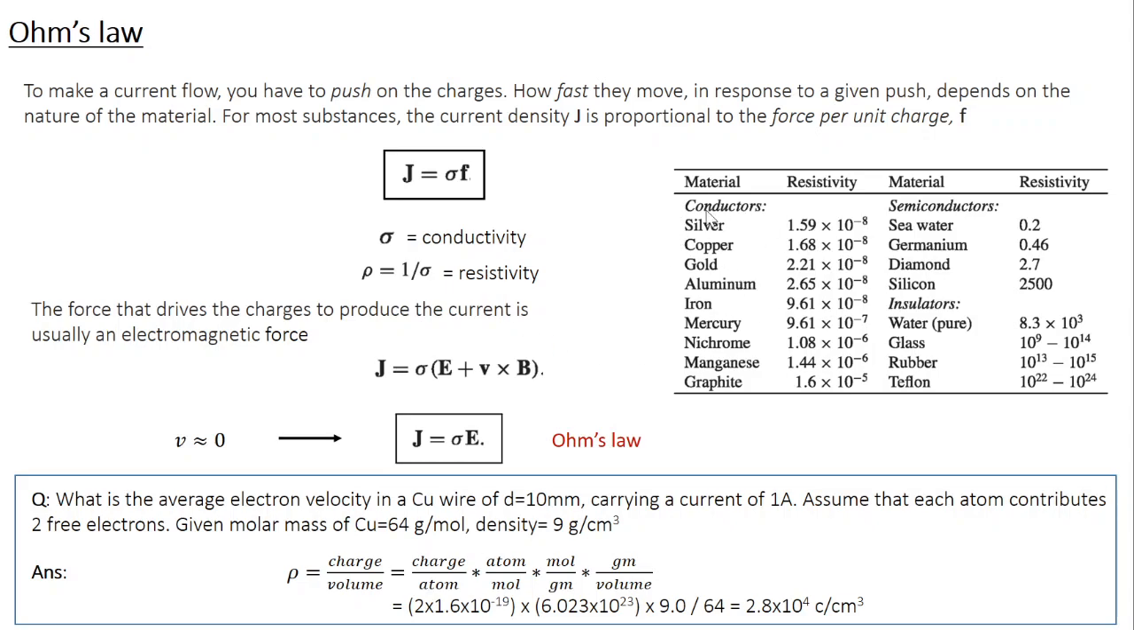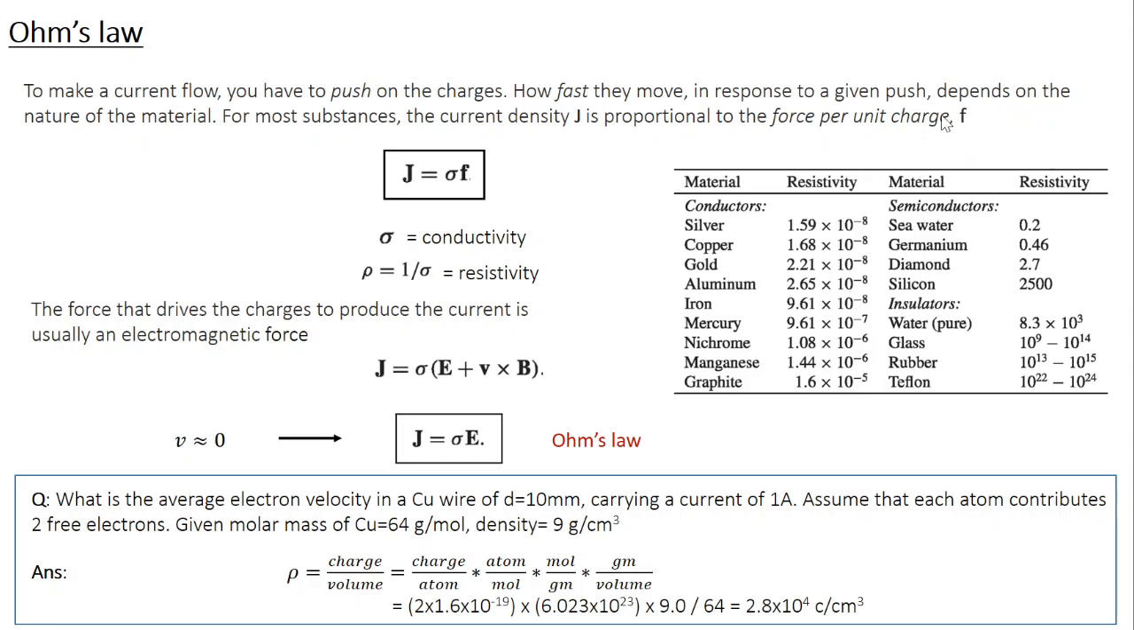Now, for conductors, the conductivity is very high or resistivity is very low. It's around 10 to the power minus 8 ohm meters. For semiconductors, you have moderate values of conductivity and resistivity, and for insulators, resistivity is extremely high and conductivity is very low. So you can say for a perfect conductor, conductivity is infinity or resistivity is 0, and for a perfect insulator, conductivity is 0 and resistivity is infinity.